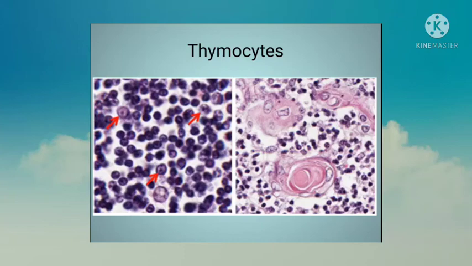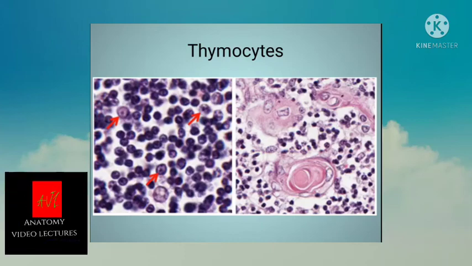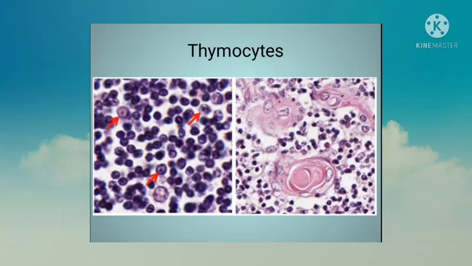The medulla of the thymus also contains lymphocytes, but these are less densely packed than in the cortex. As a result, the epithelial reticulum is more obvious in the medulla than the cortex.